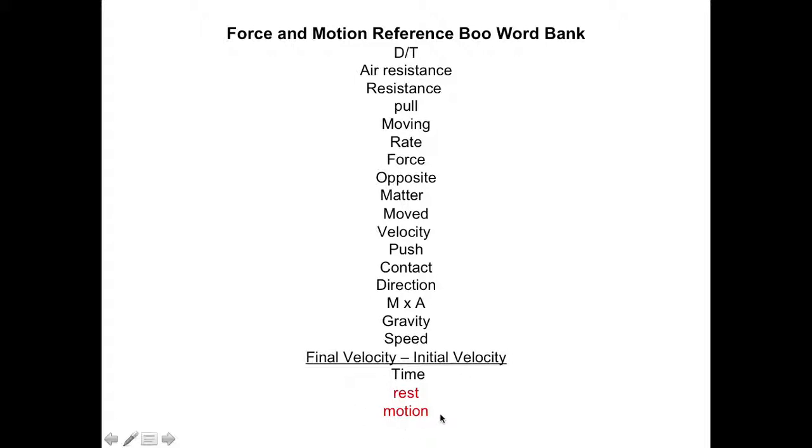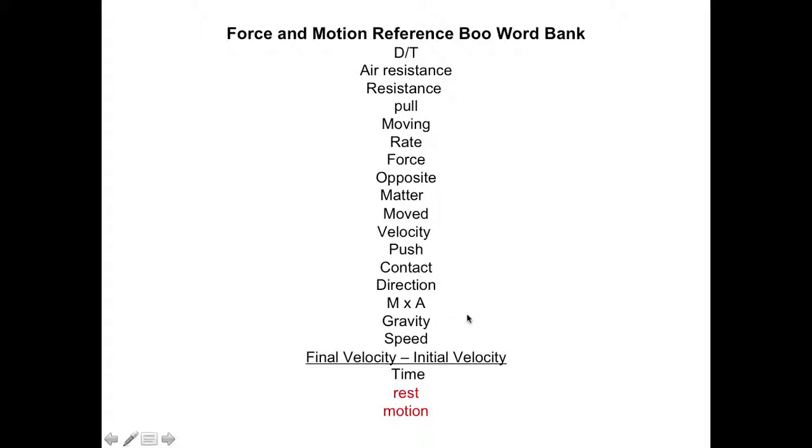Your word bank does not include these two words, so include them on there: rest and motion. These are all of the words or equations that you will use for each slide. Now, some may be used more than once, which means that if you use force once, it could be used again, so don't cross it off of your word bank. This means M times A means mass times velocity.